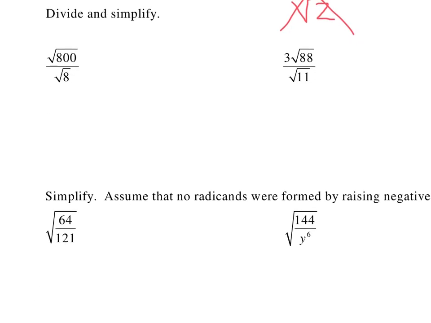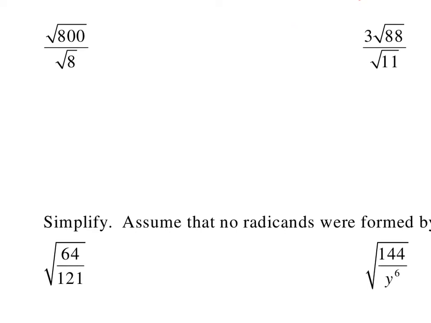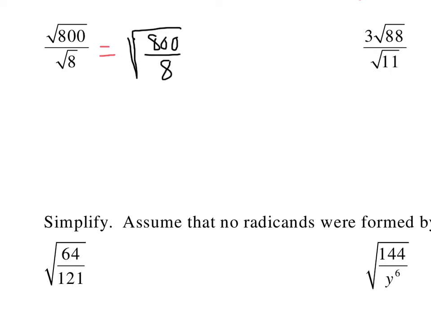So divide and simplify. What can we do here? We can reorder this. We can think of it as the square root of 800 divided by 8. What's 800 divided by 8? 100. And what's the square root of 100? 10.